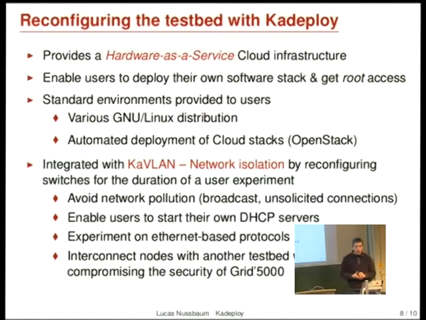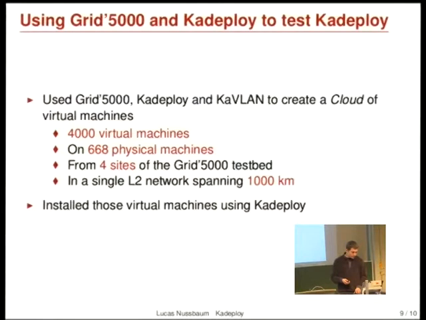Kadeploy is also integrated with KVLAN, which does network isolation. The idea is to allow users to isolate themselves from the rest of the testbed for the duration of their experiment. For example, they want to do networking experiments where they really want to avoid getting polluted by broadcasts from another experiment or unsolicited connections from another experiment. You can also use it to avoid breaking the rest of the testbed. Like using KVLAN, you can start your own DHCP server inside your job and not conflict with the testbed's. Some people use it to experiment on Ethernet-based protocols at large scale. And we can also use it to interconnect nodes with another testbed without compromising the security of G5000. So you can take a piece of G5000 and connect it to another testbed just for the duration of the experiment.